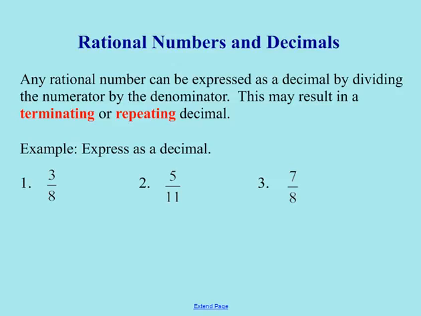If you did this on a calculator, 3 divided by 8 comes out to be 0.375. And using the calculator to do these is perfectly fine. All right, number 2, 5/11. So we simply do 5 divided by 11 on the calculator.